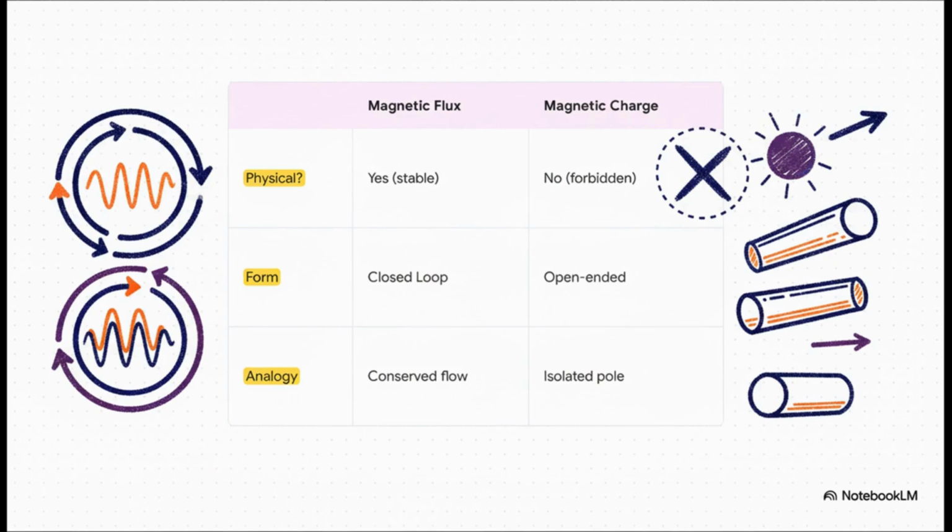You see, a magnetic charge would imply a source, a start or an endpoint, like a monopole. But our loop is closed. It has no beginning and no end, so its net magnetic charge is zero. What it does have is a definite conserved flow, a flux. It's this flux that's the important quantity.